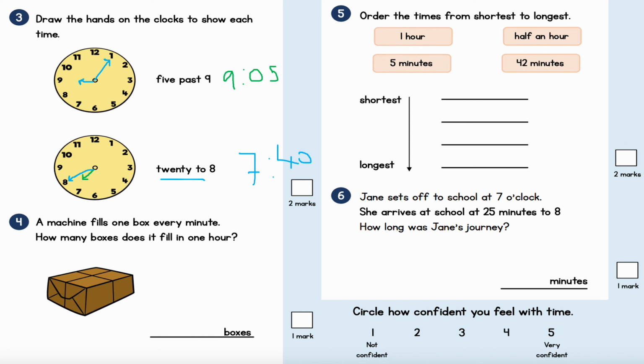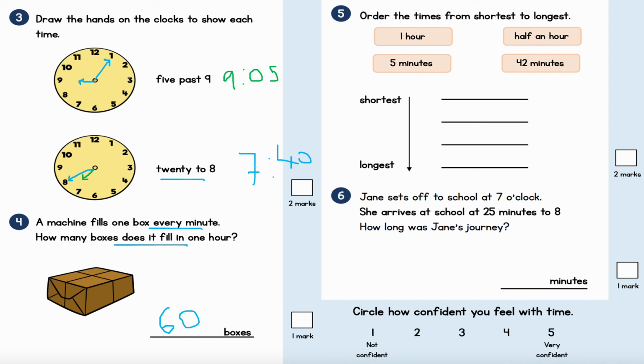This is question number four. A machine fills one box every minute. How many boxes does it fill in 1 hour? Well, there are 60 minutes in an hour, so it fills 60 boxes.